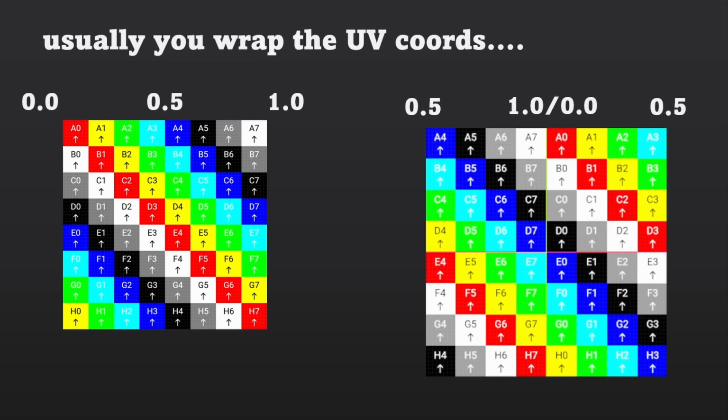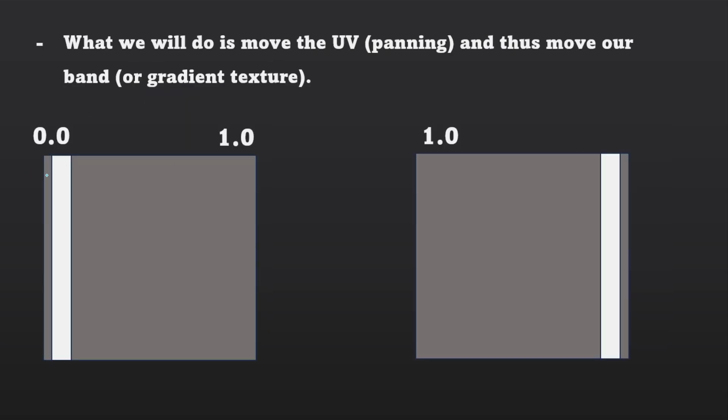Generally, what you do with the UV panning is you apply a little bit of maths in it so that you actually have some kind of wraparound. So when you get to 1.0, what you actually get next is the UV coordinate 0.0, and then it takes this piece here, and then you get this infinitely scrolling image effect. And it's this UV panning that we're going to use to make our band move.